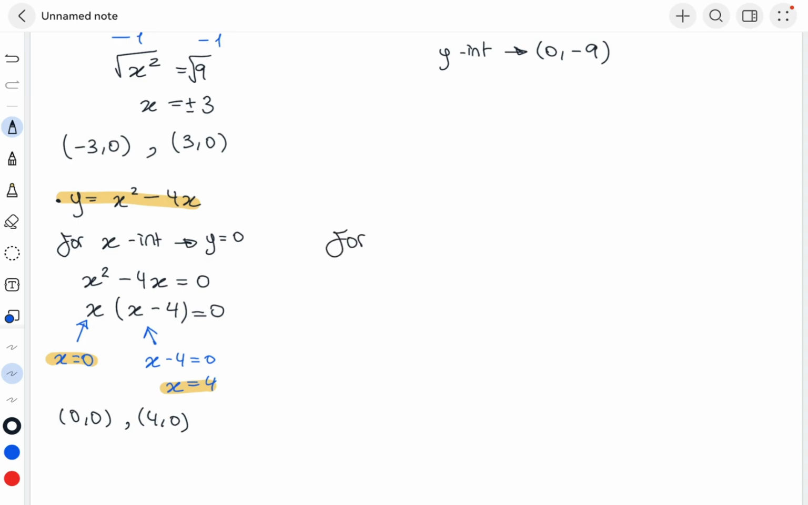For the y-intercept, we'll be given x equal to 0. So y is 0 squared minus 4 times 0, which will give us 0. So we have (0, 0), which is the origin. Then our y-intercept will be (0, 0), which is the origin.